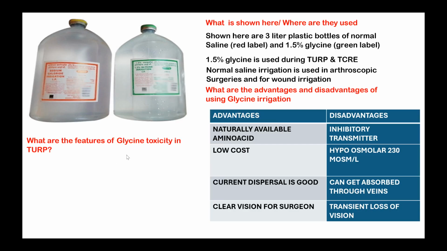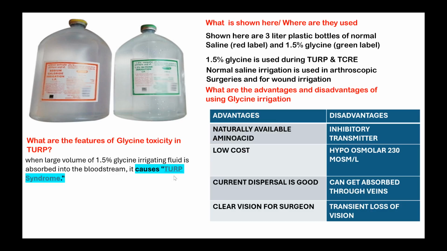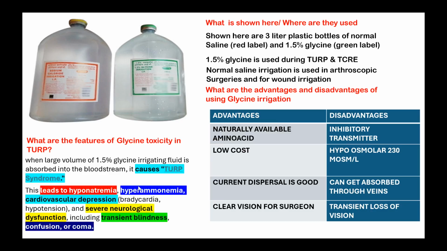What are the features of glycine toxicity in TURP syndrome? Hyponatremia, confusion, and seizures. It causes TURP syndrome, leads to hyponatremia, hyperammonemia, cardiovascular depression like bradycardia and hypotension, severe neurological dysfunction, transient blindness, confusion, or coma. Okay, all these are glycine toxicity features.